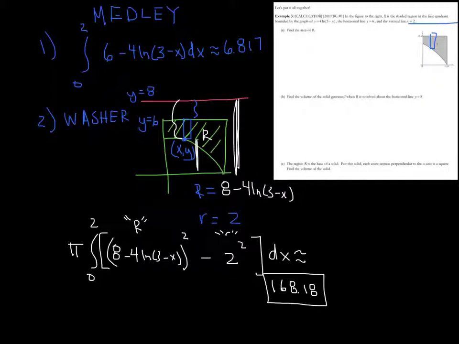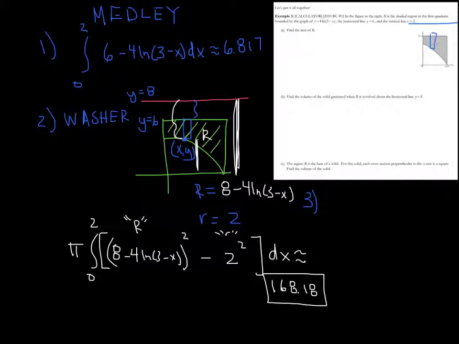And then the last one, part C. I'm calling it 3, I don't know why, because I started with 1, 2, 3, so I'm going to end with 3. It should be A, B, and C. I think you got the point. Region R is the base of the solid, and now we want to build squares on top of this, perpendicular to the x-axis.